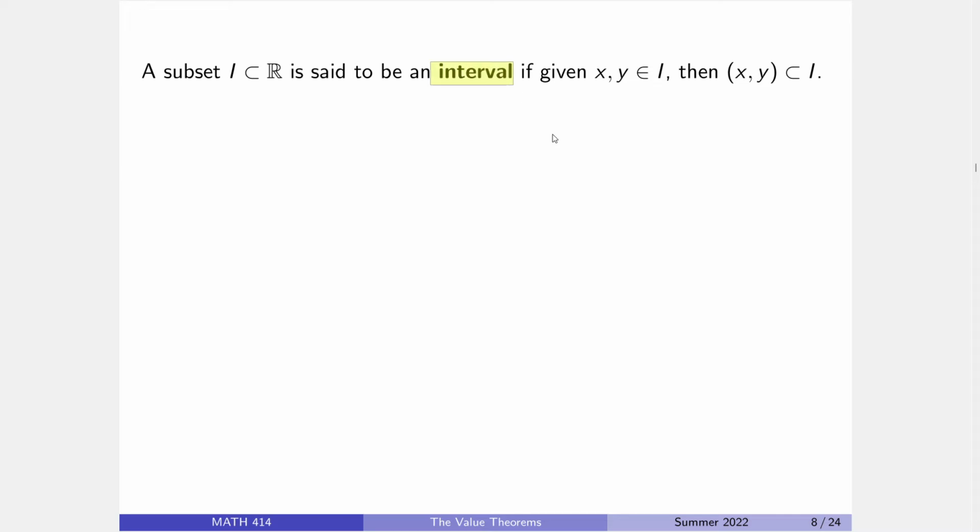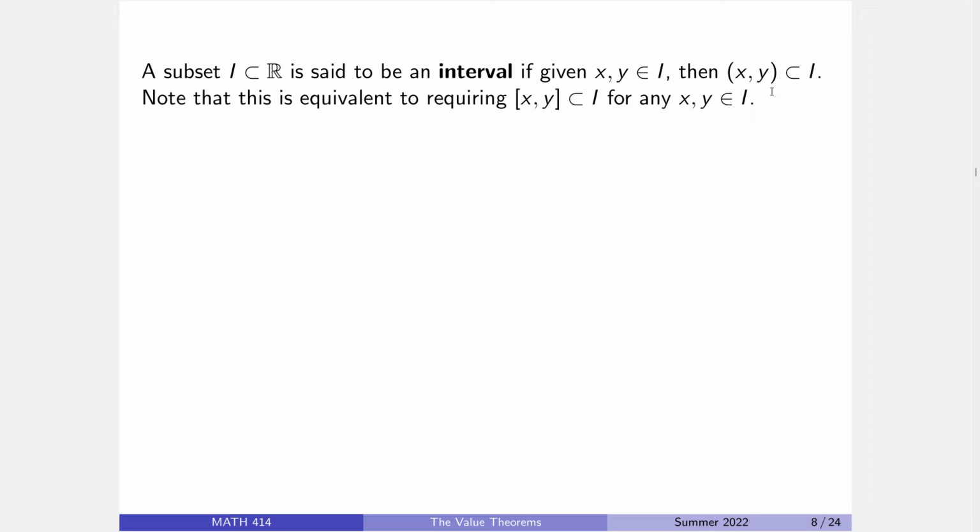So when we say an interval of the real line, we mean a set with the following property. Given any 2 elements x and y that live in I, then the open interval from x to y is contained in I. Or, equivalently, you can include the endpoints if you want.